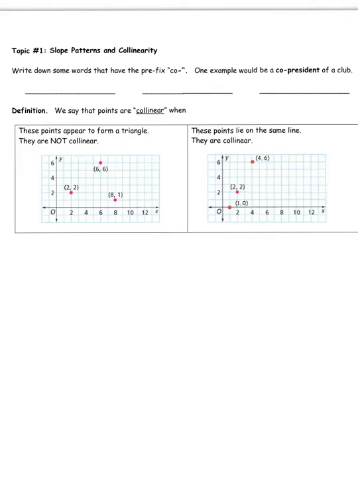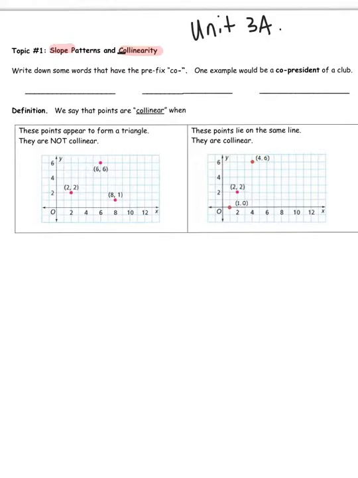Hey everyone, today we are working in our Unit 3A notes packet and we are talking about two things, slope and also collinearity. So first we're going to talk about that word collinearity, and to start we're going to talk about words that have the prefix CO.